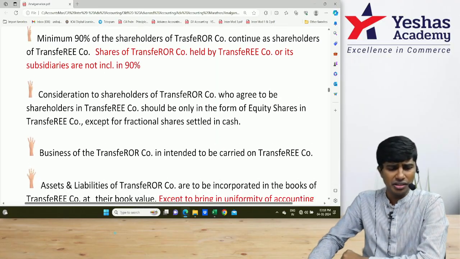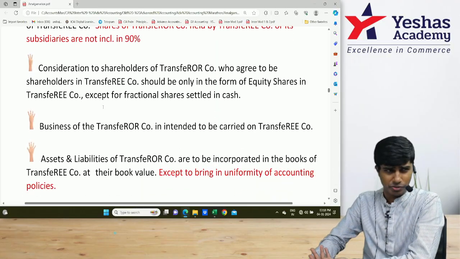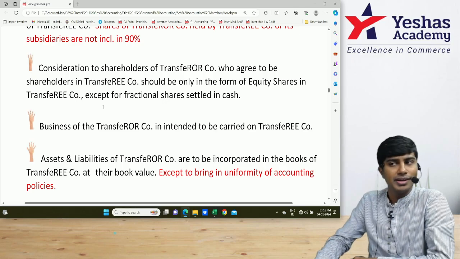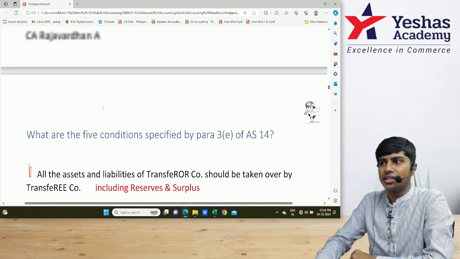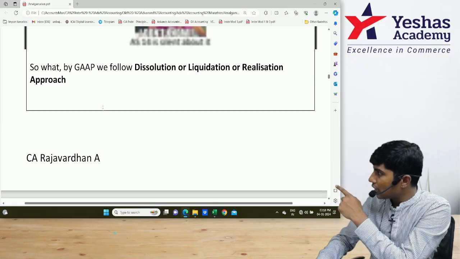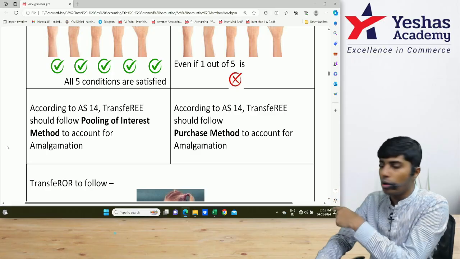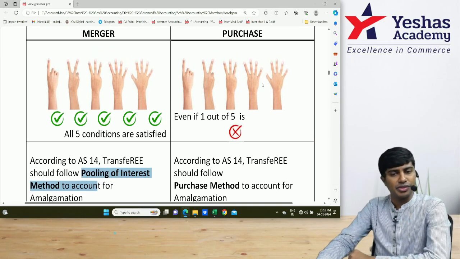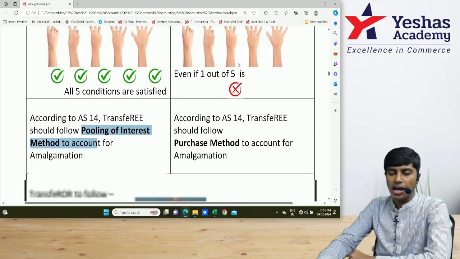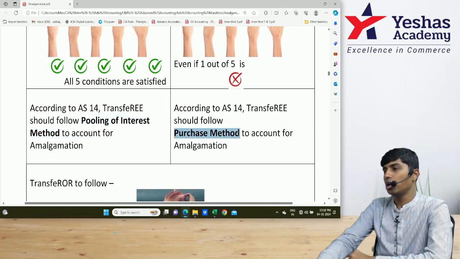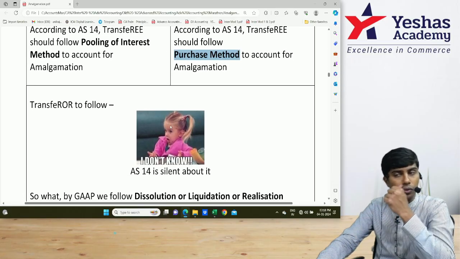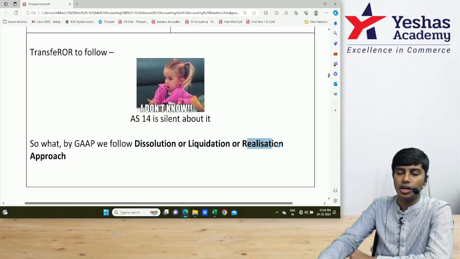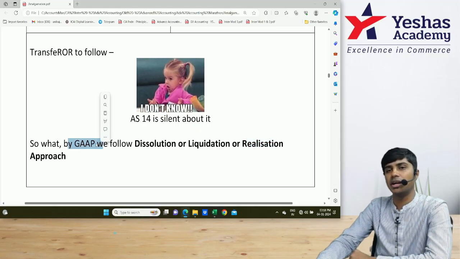Then we have the fourth condition, which we are not going to look into in the problems that we're solving. That is, the business of the transferor company should be continued by the transferee company. If all of these 5 conditions are satisfied, then in the books of the transferee company, we are going to follow the pooling of interest method. However, even if one among these 5 conditions is not satisfied, it will turn into amalgamation in the nature of purchase, and we are going to follow the purchase method. Accounting Standard 14 doesn't recommend any accounting for the transferor company. There we follow the dissolution, liquidation or realization approach as per generally accepted accounting principles.